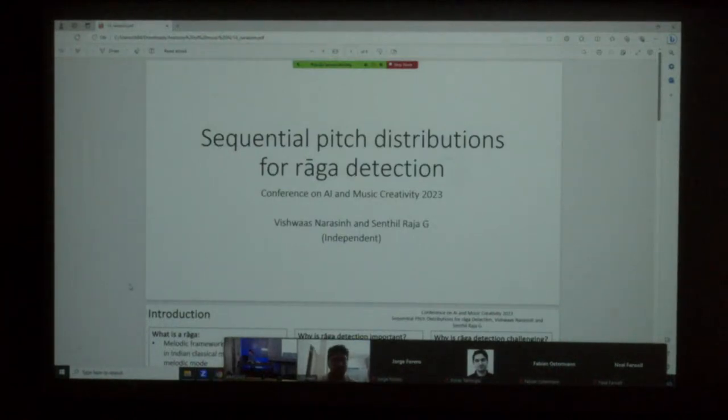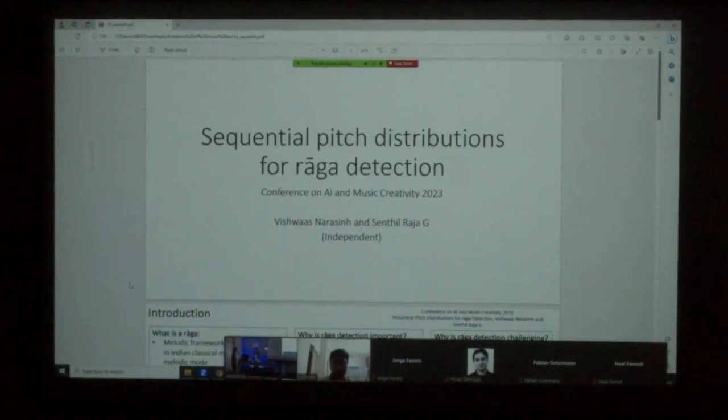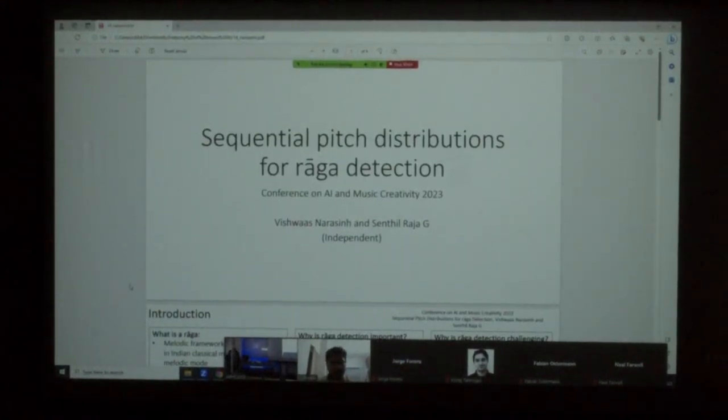So, yeah, the title of the paper is Sequential Pitch Distribution for Raga Detection. I'm VISHWAAS, and my colleague is SENTHIL. We are independent researchers. Although we work in industry research, we're not associated with that for this paper.